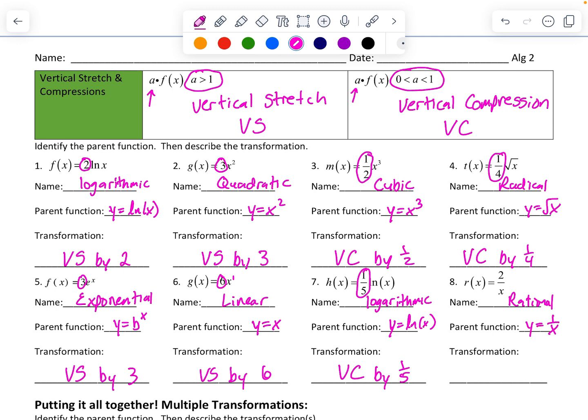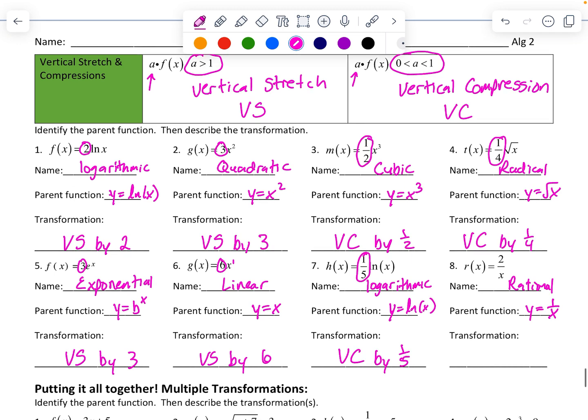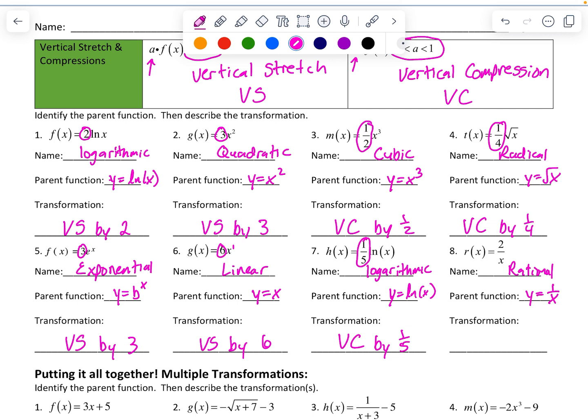So transformation-wise, this one's a little bit tricky, but 2 over x means that a 2 is being multiplied by 1 over x, and that's how that 2 ended up on top. So that would give me a vertical stretch by 2, because 2 is bigger than 1. If it had been something more like 1 over 2x, that would be the same as saying 1/2 times 1 over x. So that would have been a vertical compression. So the 2 being on the top is what tells me it's a vertical stretch.